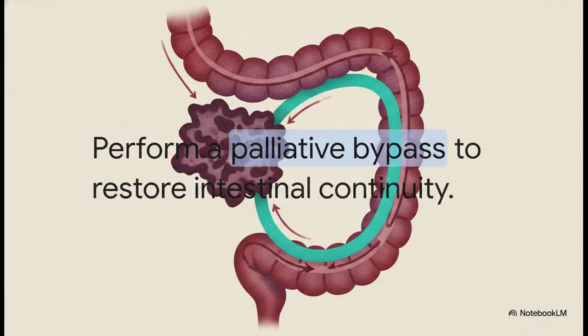In a locally advanced, fixed situation like this, you have to pivot. You shift your goal entirely from cure to palliation. The right move is a palliative surgical bypass, like an enteroenterostomy. You're basically creating a detour, reconnecting the healthy proximal bowel to the healthy distal bowel, skipping right over the tumor. It safely relieves the obstruction and restores that oral pathway without risking a life-threatening dissection.